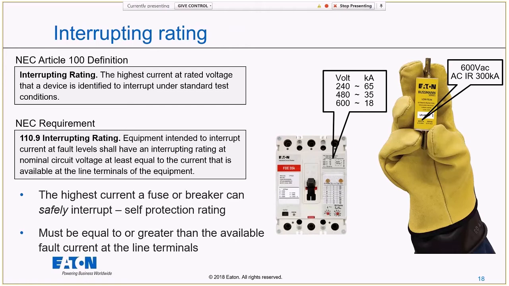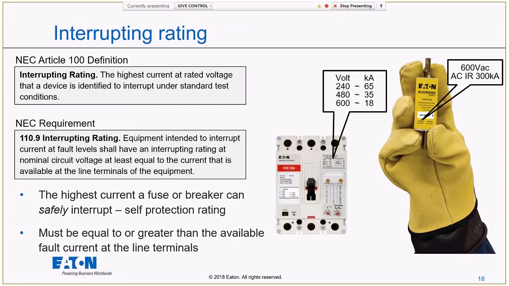A really, really important note about interrupting rating is that it is a self-protection rating only. So what that means is, if I'm a breaker and I have a 35,000 interrupting rating, that means me, Mr. Breaker, if I see 35,000 amps, I'm going to trip. I'm going to be okay. But I'm not guaranteeing the protection of anybody around me, right? Those are different types of ratings, meaning that it's protecting other things. The interrupting rating itself applies only to that breaker or only to that fuse. So again, it does not mean it's protecting what's around us.